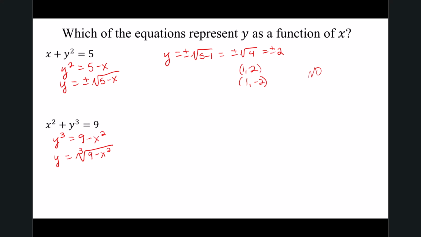Now, if I substitute in a number for x, let's say 1, then I would get y equals the cube root of 9 minus 1 squared, which is the cube root of 9 minus 1, or the cube root of 8, which is 2. So no matter what I put in for x, in this case, I'm going to get exactly one y value. So yes, this equation does represent y as a function of x.